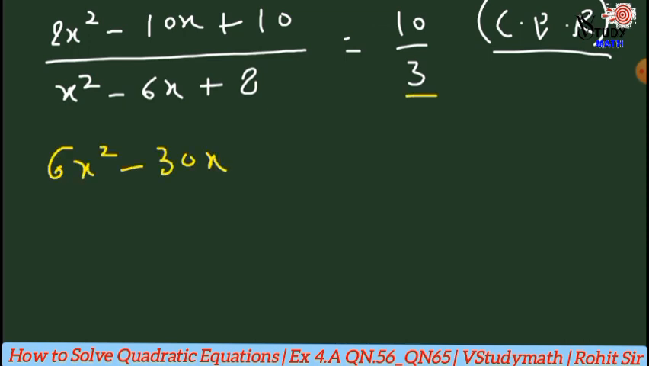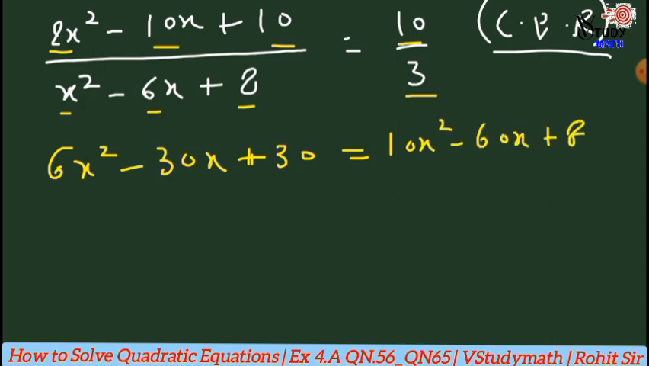After multiplying all three terms we have this. Now this 10 is going to multiply here, here, and here, and after multiplying all three terms we have 10x square negative 60x positive 80. Now this 6x square goes to the right hand side and becomes negative, and we can write 10x square negative 6x square negative 60x positive 30x.